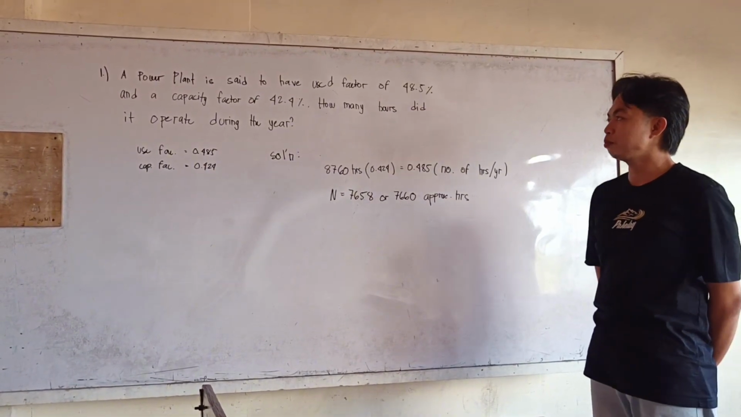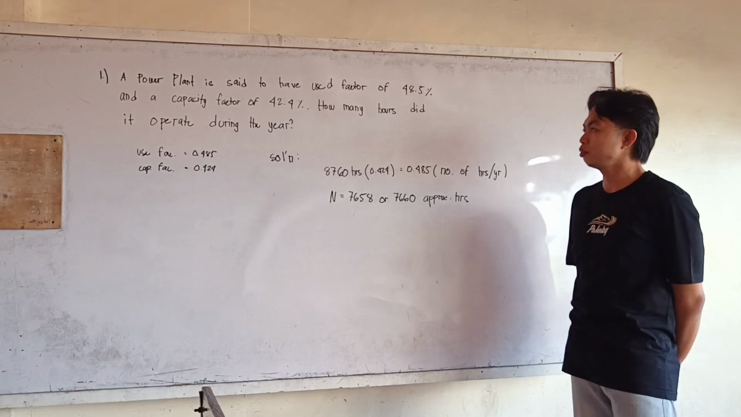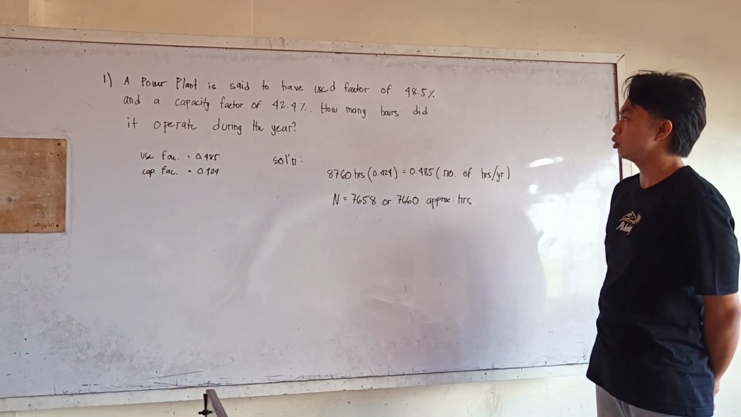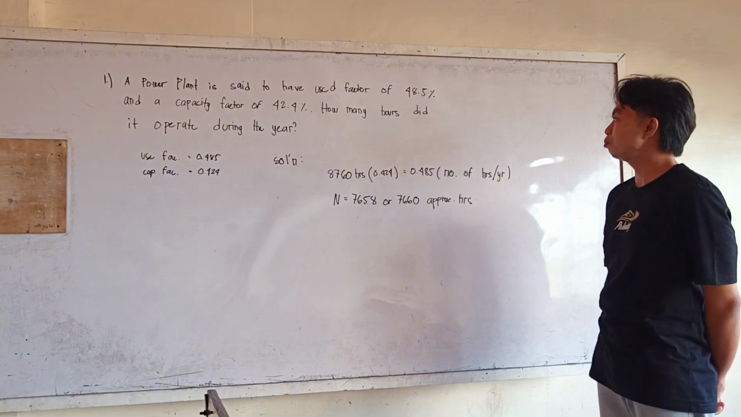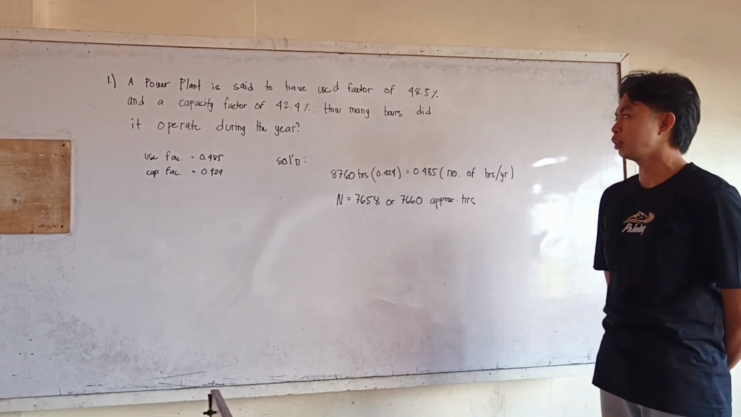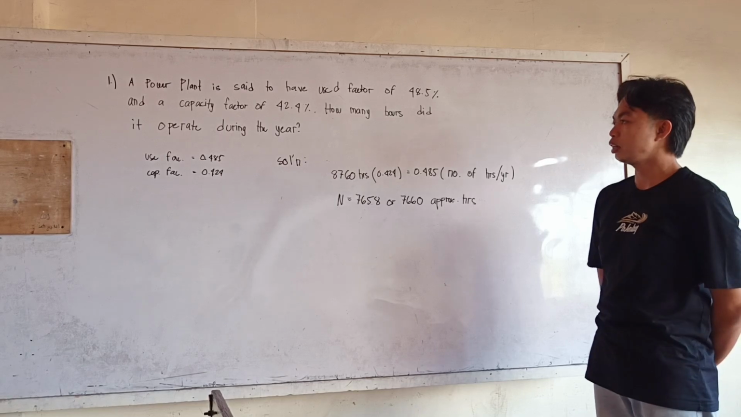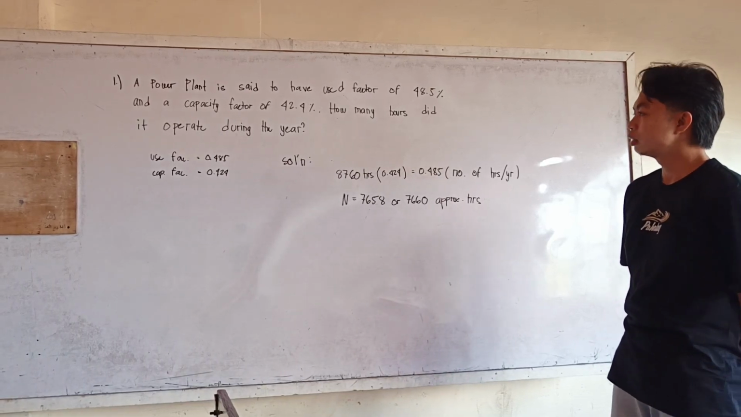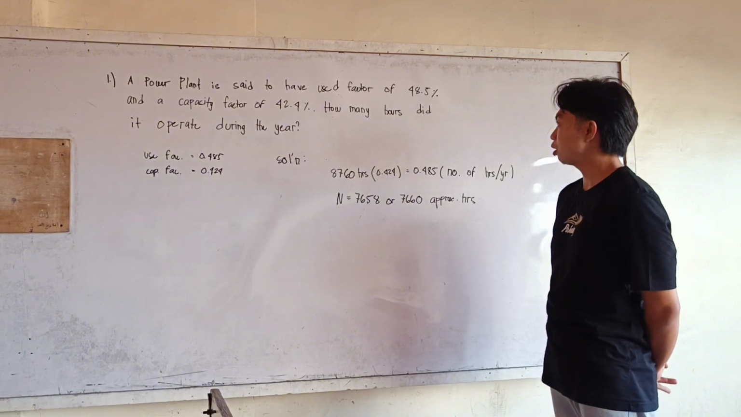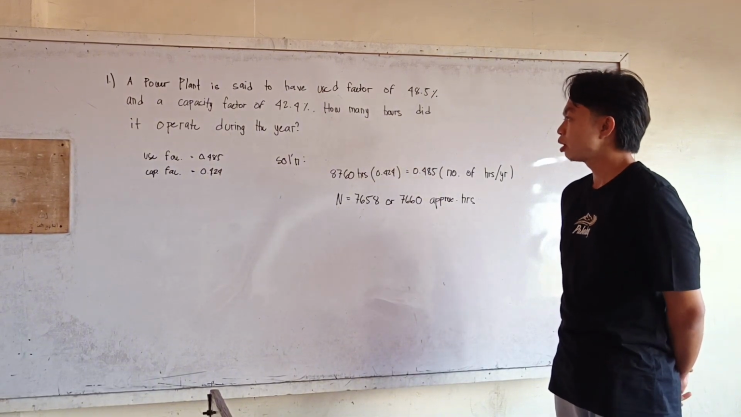Today we are going to solve a problem about variable. A power plant is said to have a use factor of 48.5% and a capacity factor of 42.4%. How many hours did it operate during the year? So first, we need to convert the use factor and the capacity factor.